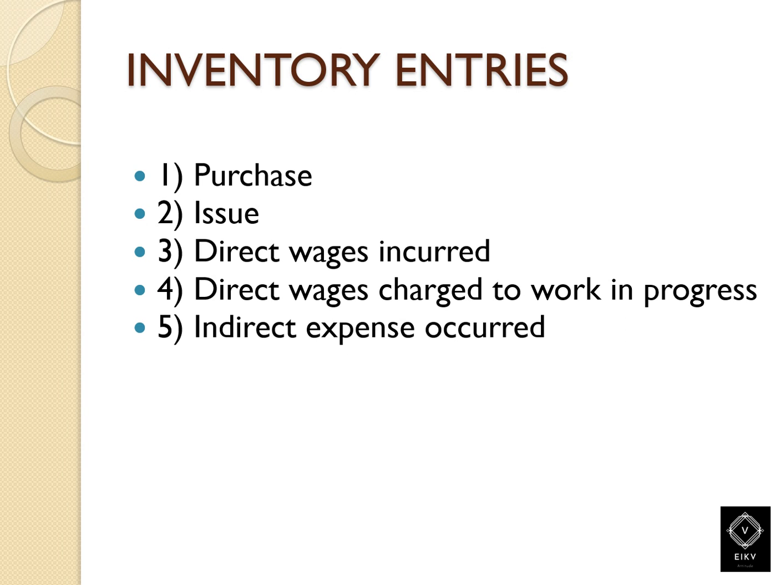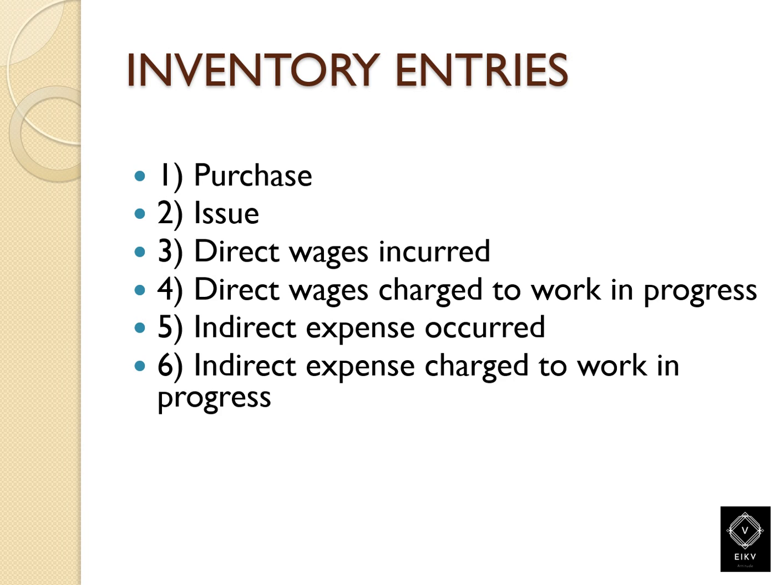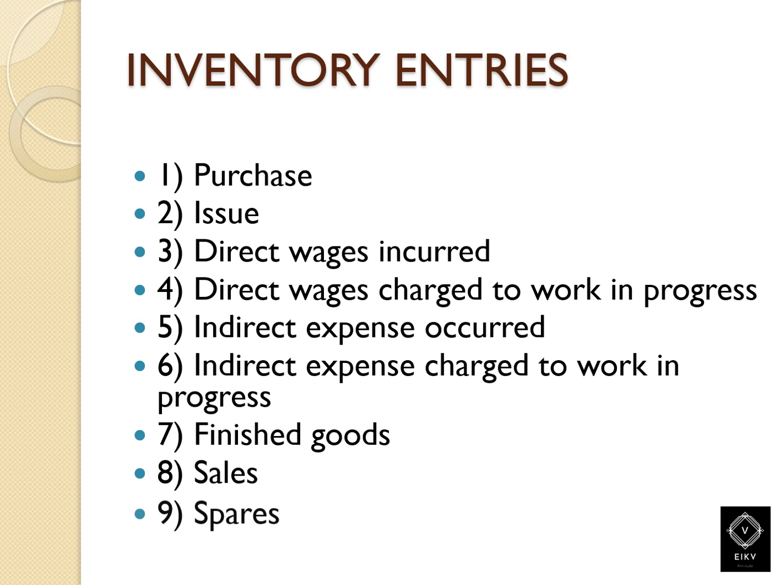Next entry, indirect expenses incurred. And then the next entry, indirect expenses charged to work in progress. Then the final stage: after production has been done, at the stage of finished goods, the material has been converted to finished goods. Then the final sales entry is classified into two: the first one the inventory entry, and the second one the sale realization entry. I will explain each one.